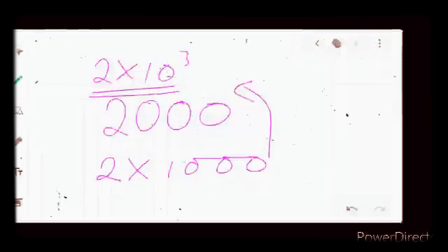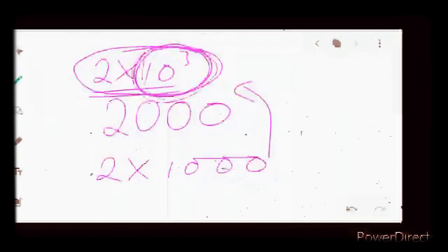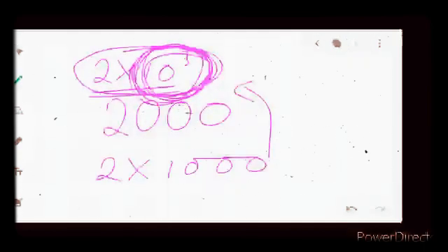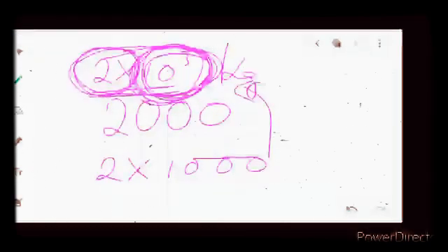Now, if you see any number represented in scientific notation, do not consider this part as significant. You have to consider only this part. Here also, 2 into 10 to the power 3, only 2 is significant, whether it has a unit or not. Whether it has a unit or not, do not consider this part. Consider only the first part of the number.